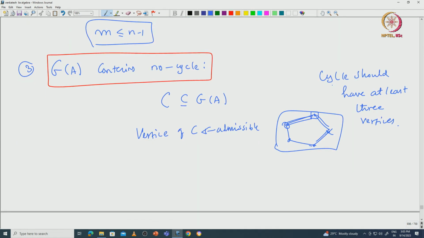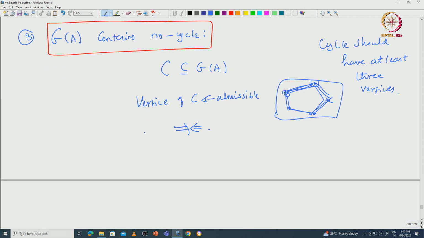Let us say this cycle has exactly k vertices. Then this number of pairs must be at most k, but if you start counting the edges, it should have at least k edges. For example, here there are 5 vertices, so there should be at least 5 edges in this. That leads to a contradiction. So, that means G of A cannot contain any cycle. This is a very important observation.